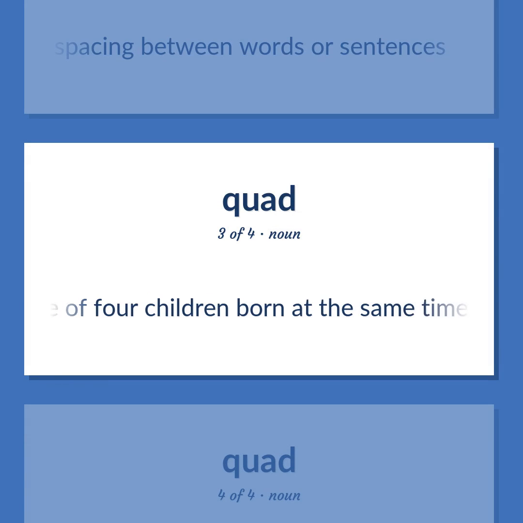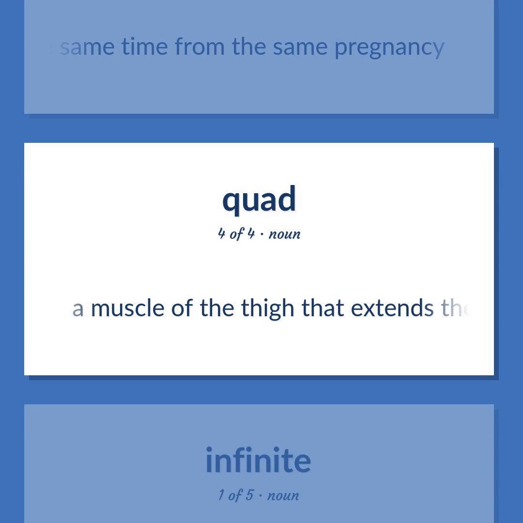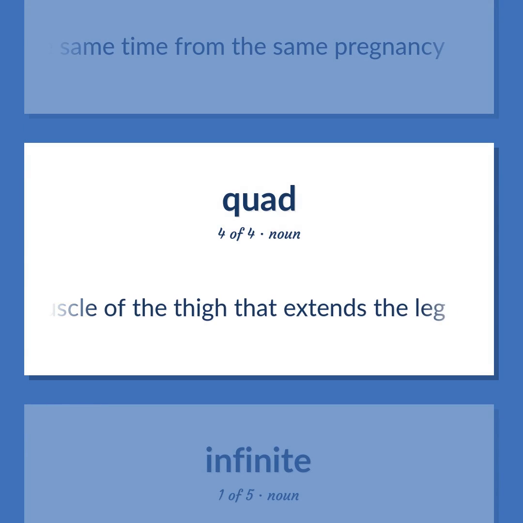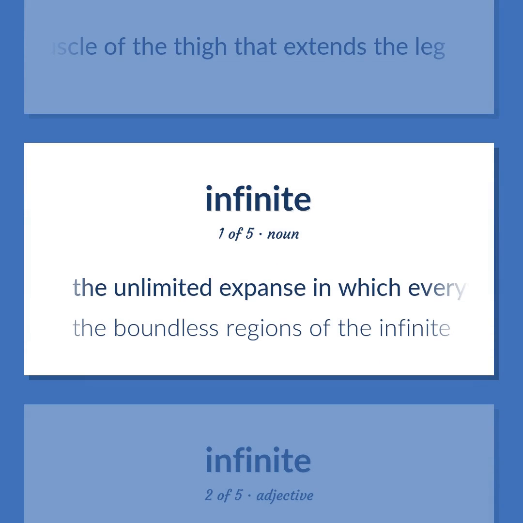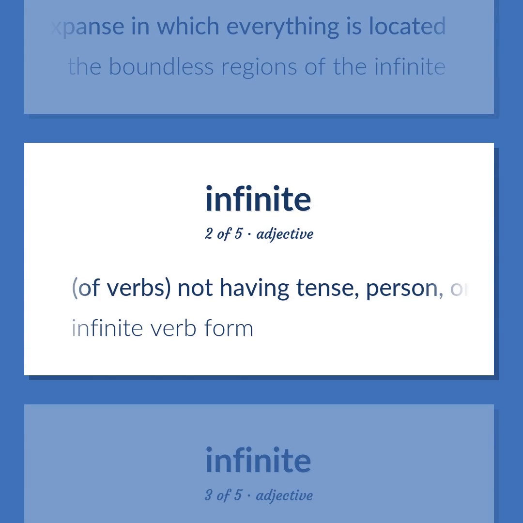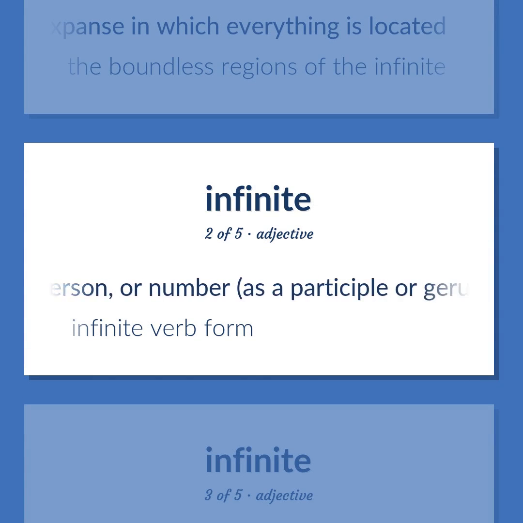One of 4 children born at the same time from the same pregnancy. A muscle of the thigh that extends the leg. The unlimited expanse in which everything is located. The boundless regions of the infinite. Of verbs, not having tense, person, or number, as a participle or gerund or infinitive. Infinite verb form.